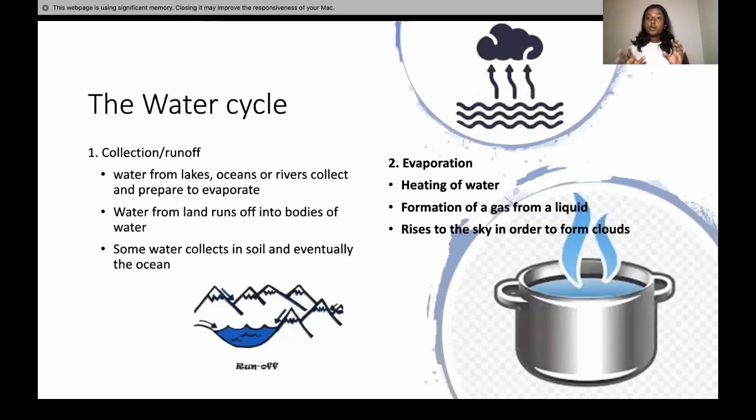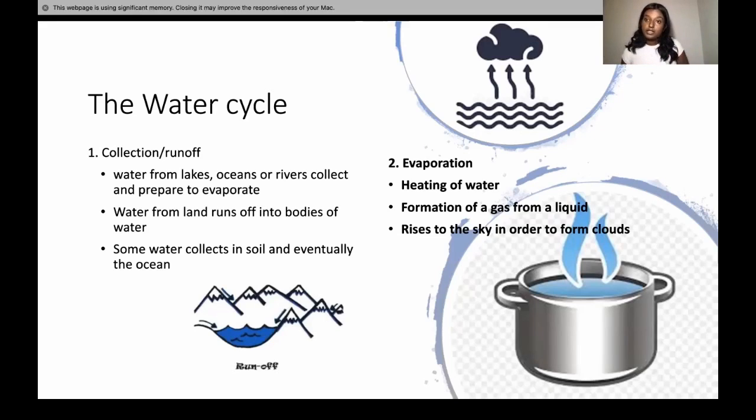The first part of the water cycle that we're really going to be looking at is collection and runoff. Basically, if this water is raining down, it's got to be collecting into one place in order to go back up and be recycled. This water essentially comes from lakes, rivers, oceans, any type of body of water, and that's where it collects in order to prepare to evaporate. The water from land runs off into these bodies of water, and some of the water collects into the soil and eventually goes into the ocean.